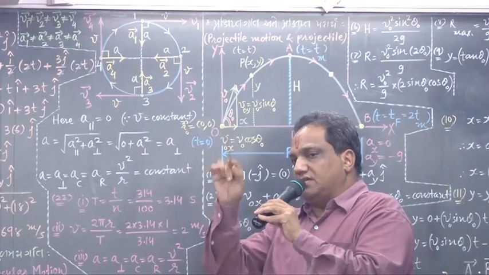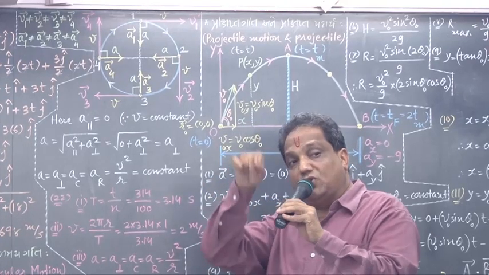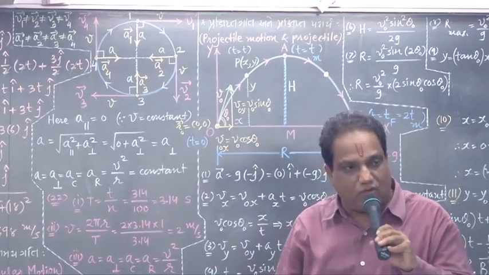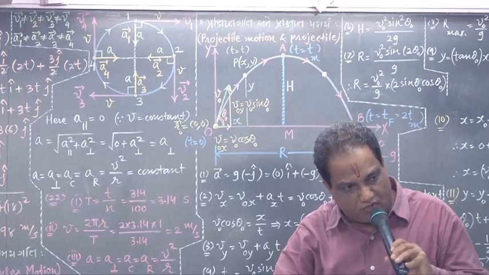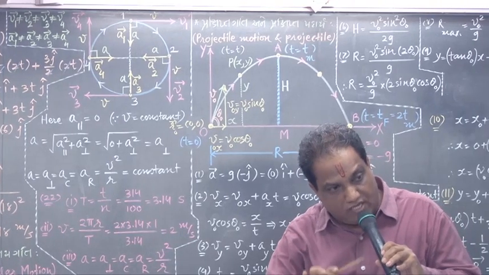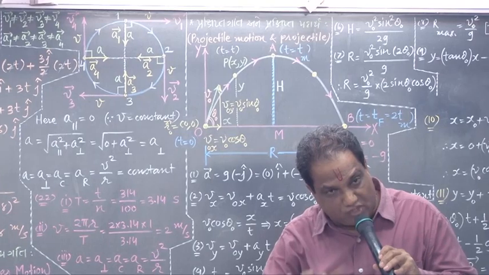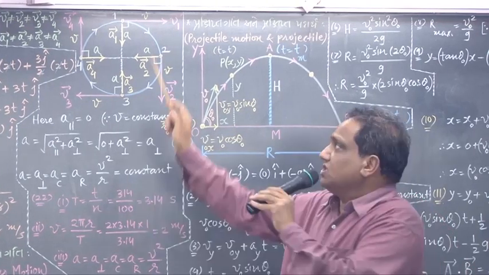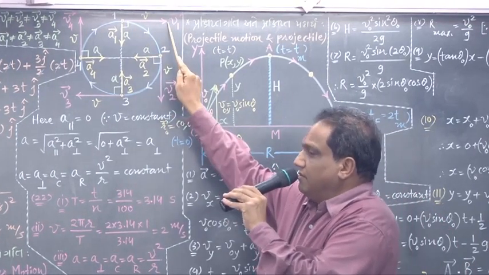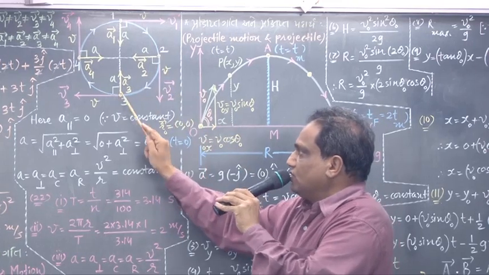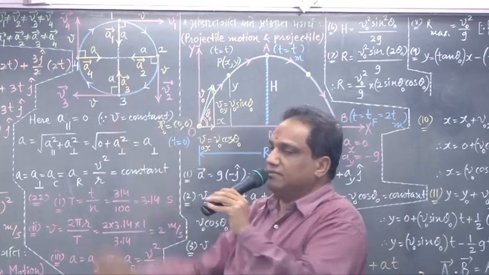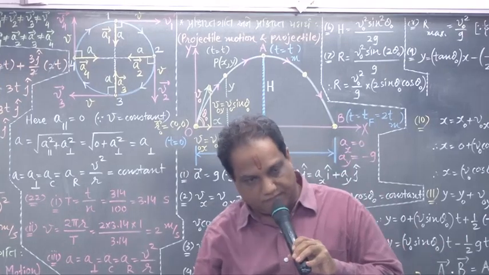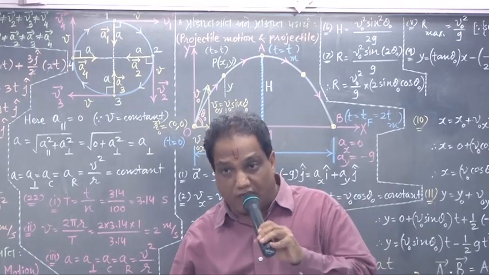The magnitude is equal to the length of that arrow, and because the speed is constant, all four arrows must be shown with equal length. Suppose you show this length as 5 centimeters, then here also 5 centimeters, here also 5 centimeters, here also 5 centimeters. Correct? What about acceleration?